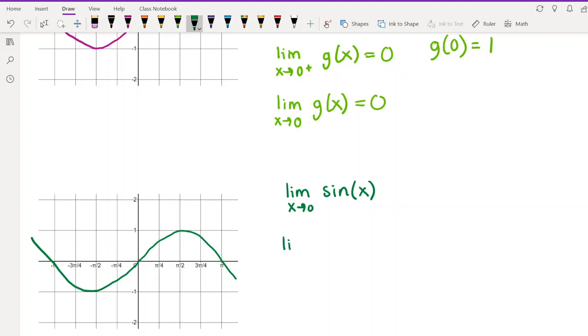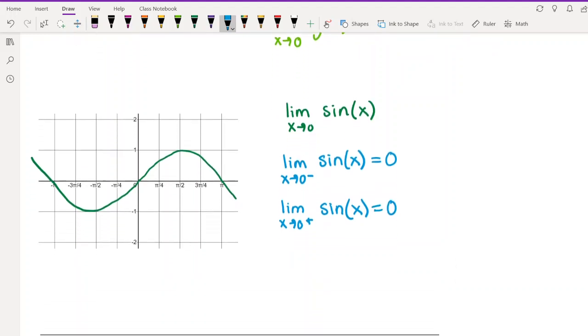So in this case, let me just grab a different color for that. If we look at the limit as x approaches 0 from the left of sine of x, well, we're just looking at where the graph is heading. And the graph is heading towards 0, so the answer would be 0. And if we look at the limit as x approaches 0 from the right of sine of x, well, the graph is going down, down, down, getting closer to 0, so the answer would also be 0. And so therefore, because the left and the right hand limits agree, the overall limit is equal to 0.